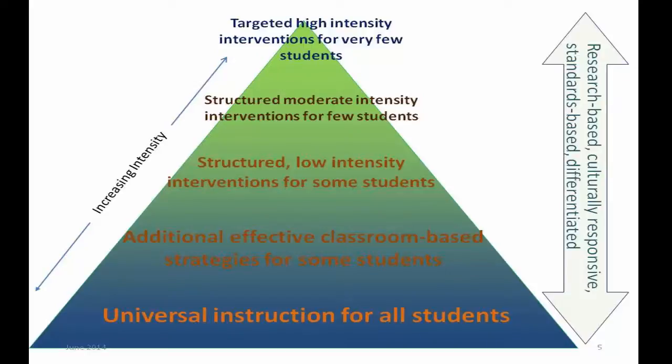and that could be intensity of interventions or additional challenges as well. So that generally includes some kind of a level representing the universal instruction for all students or core curriculum. It may include additional effective classroom-based strategies for some students, all the way to that most intensive level, which would be here at the top of this particular triangle, targeted high-intensity intervention for a very few number of students. And as you can see on the one side of the graphic, there's a clear arrow showing that this would really increase in intensity.